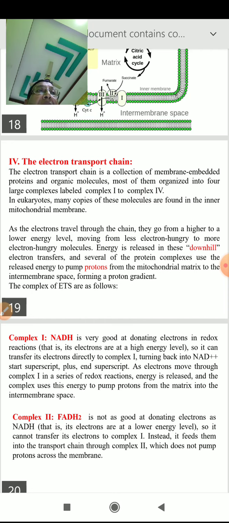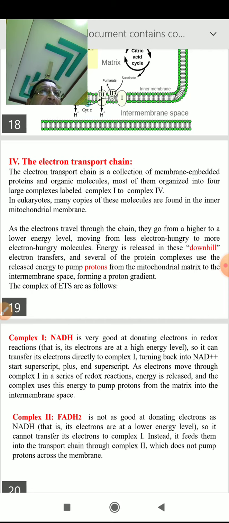Okay. Now hydrogen, protons and electrons are carried by the same system, which is popularly known as the electron transport chain. Though it is known as the electron transport chain, an alternative name is the hydrogen transport chain. As the electrons travel through the chain, they go from a higher to a lower energy level, moving from less electron-hungry to more electron-hungry molecules.